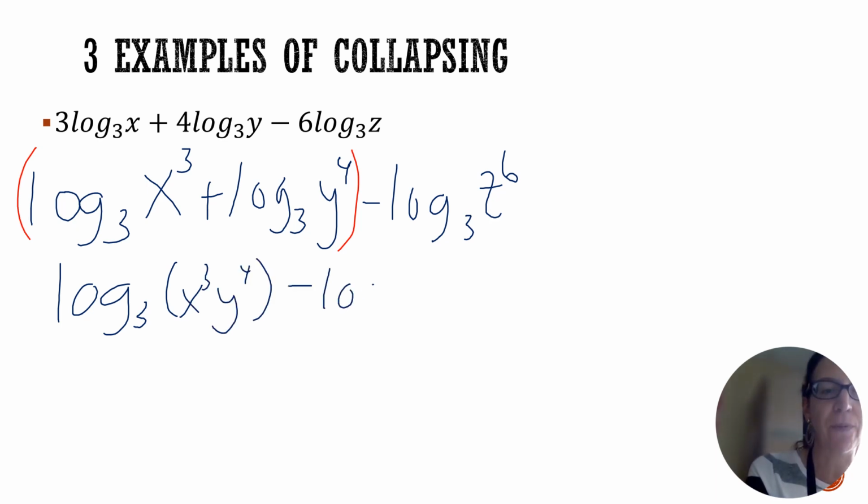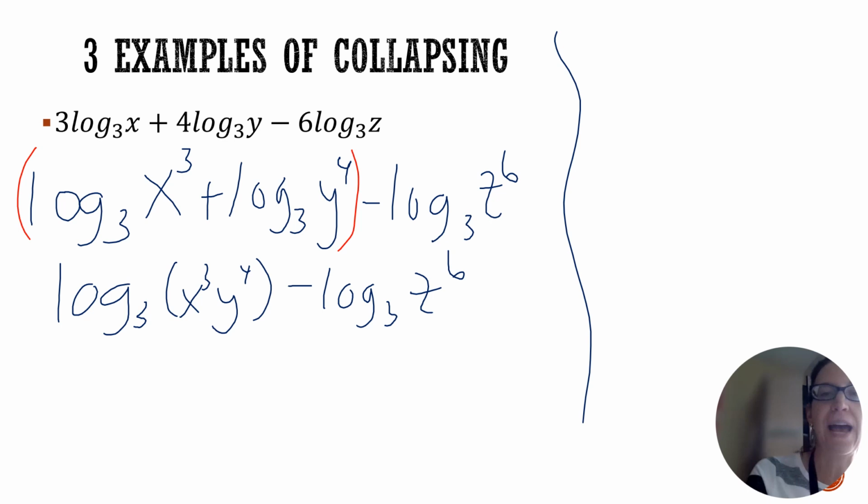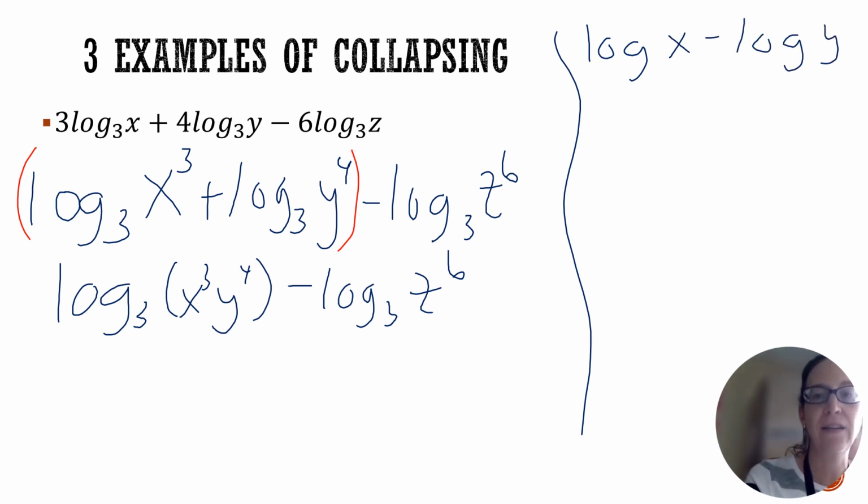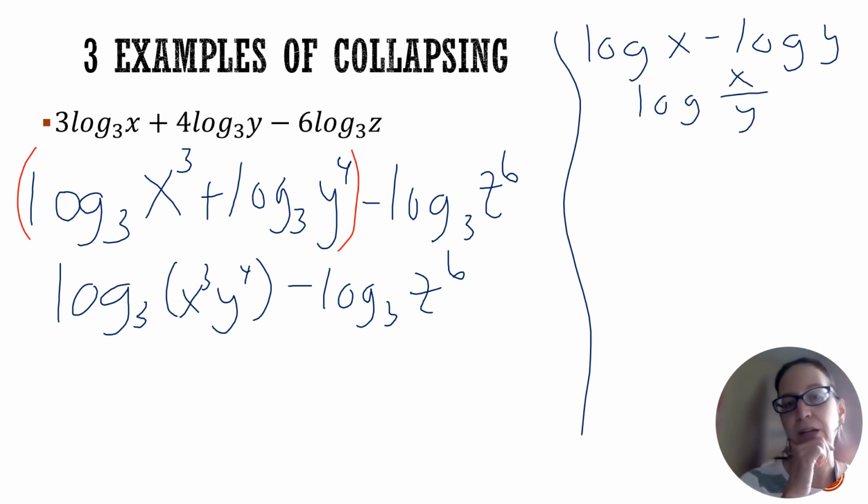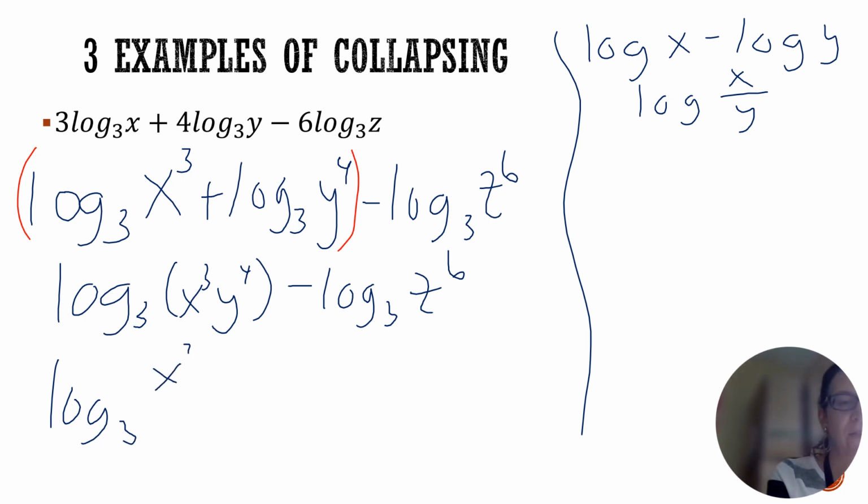And we're going to be working top to bottom, minus log base 3 z to the 6th. Now this is that last property here. If I have two logs that are subtracted, I can write that as a single logarithm, and we do the first argument divided by the second argument. In this problem, my first argument is x to the third, y to the fourth, and my second argument is z to the 6th. So when I go to rewrite this, I will have log base 3, x to the third, y to the fourth, over z to the 6th. Let me put some parentheses.